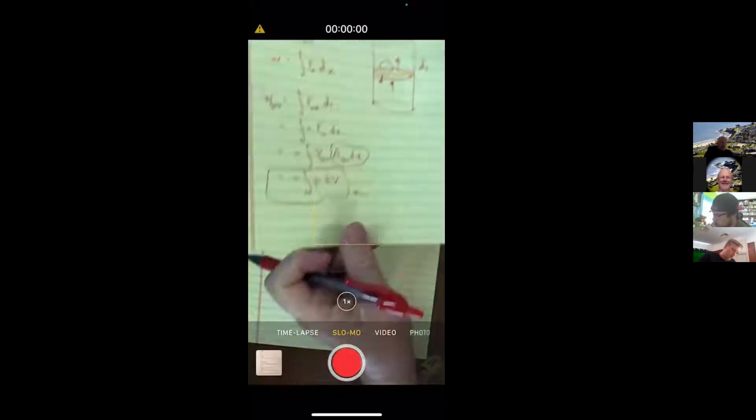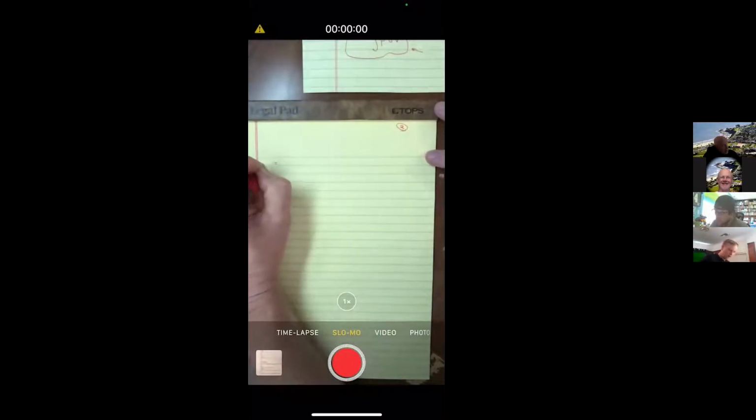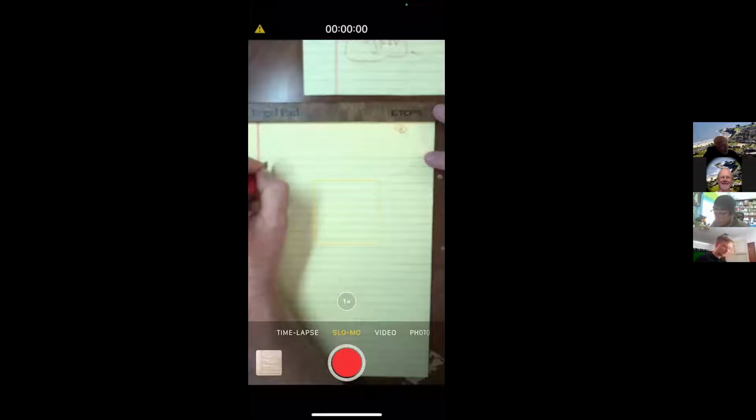Okay, so going on to page 2, I'm just going to say the work is negative the integral of the pressure and how the volume changed. I think you froze up again. Oh, it sure did.